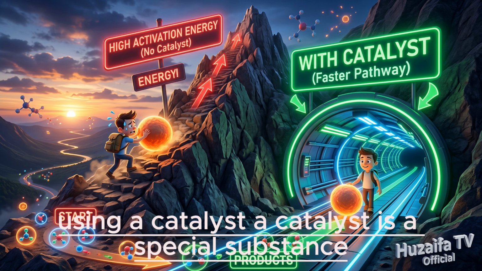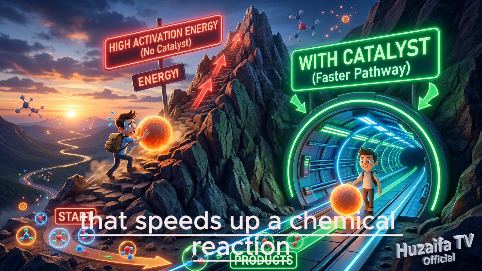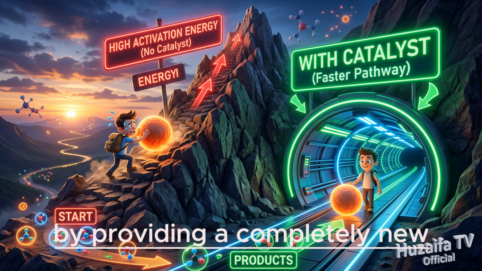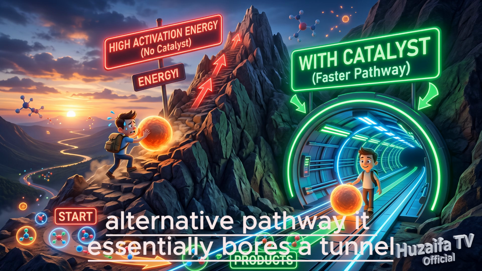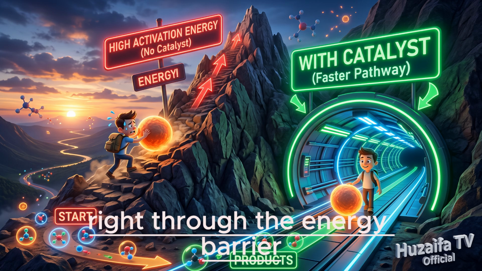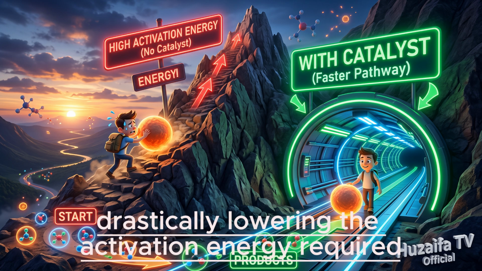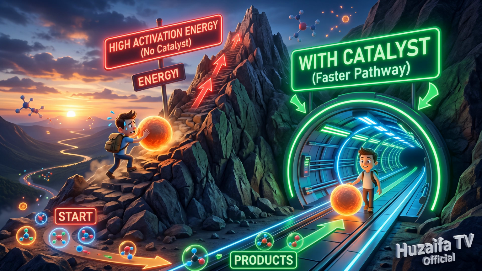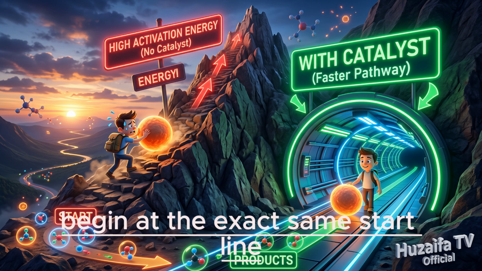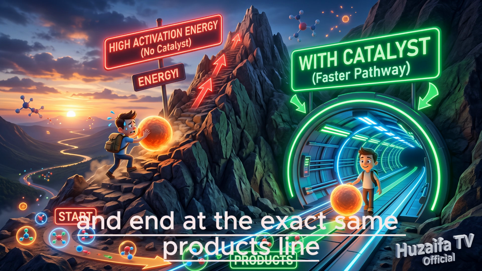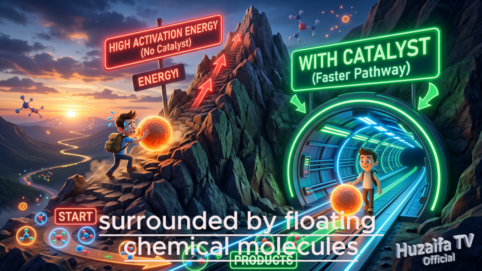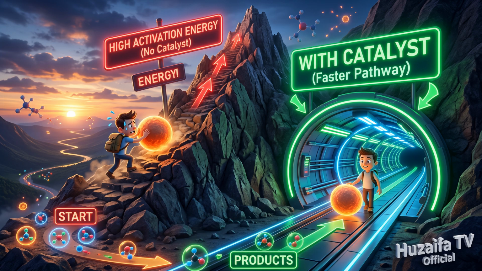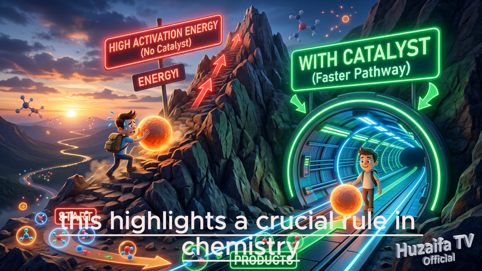A catalyst is a special substance that speeds up a chemical reaction by providing a completely new, alternative pathway. It essentially bores a tunnel right through the energy barrier, drastically lowering the activation energy required. Notice how both pathways begin at the exact same start line and end at the exact same products line, surrounded by floating chemical molecules. This highlights a crucial rule in chemistry.